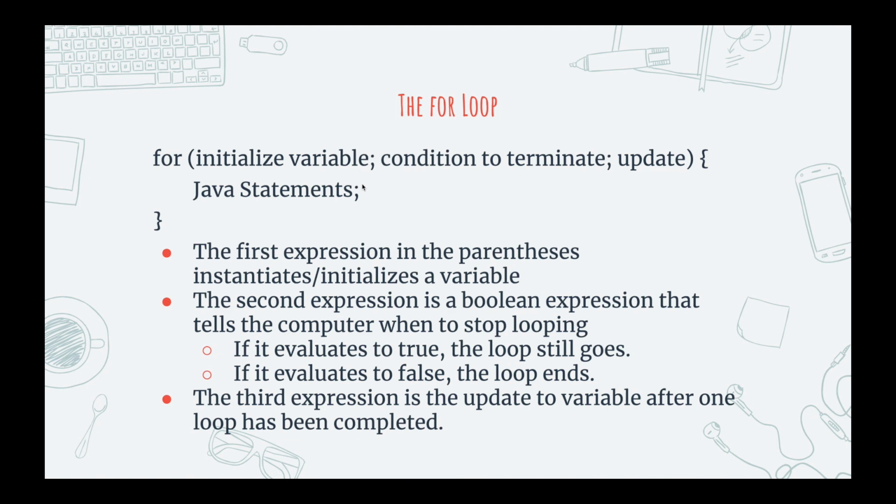So just to recap, the first expression in the parentheses after for is to initialize a variable: integer i is equal to 0. Then the second statement is the condition to terminate. As long as it's true, the loop's still going. If it's false, the loop ends. And then here's the update. The third expression is the update, so that eventually the condition to terminate will be false, because the loop control variable changes with each pass.